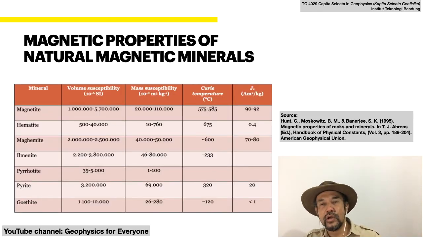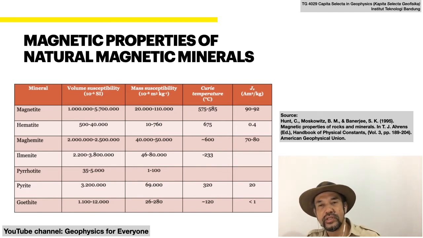This table shows the magnetic properties of various natural magnetic minerals. As you could see, the properties vary greatly from one mineral to another. Please note that there is a column called Curie temperature. Curie temperature is the temperature at which the mineral would lose its magnetic properties. Different minerals have different Curie temperatures, and this property is used as a tool to identify minerals.